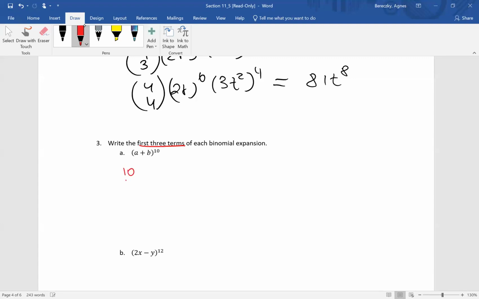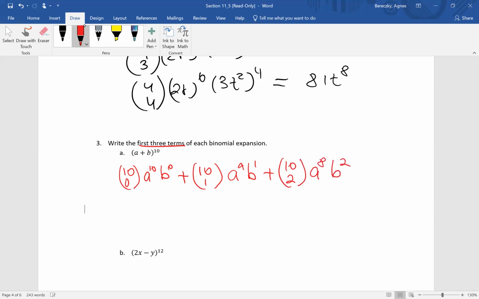First 3 terms, so we have 10 over 0, a to the 10, b to the 0, plus 10 over 1, a to the 9, b to the 1, and then 10 over 2, a to the 8, b to the 2. Further, this equals, this is 1, so we will have a to the 10. 10 over 1 is 10, so we have 10 a to the 9 b, and then 10 over 2 is 45, a to the 8 b squared.